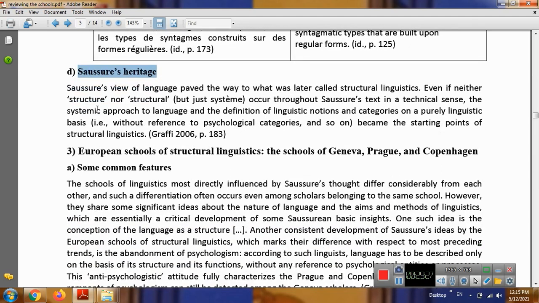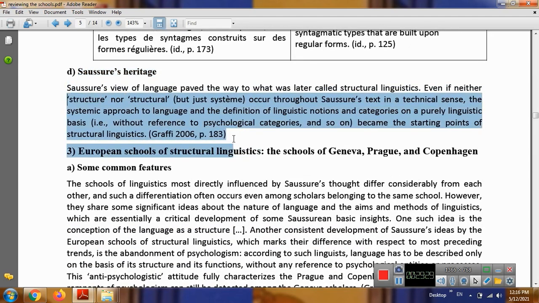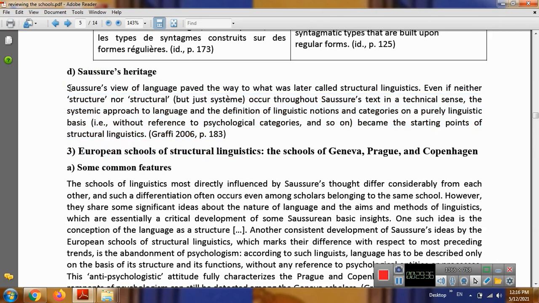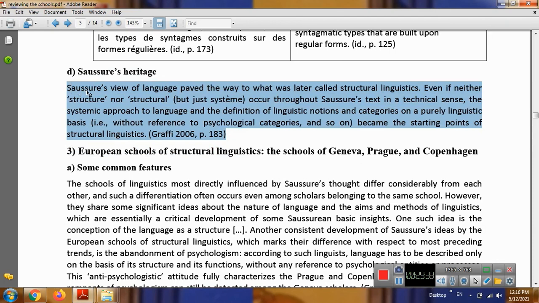Saussure's heritage. Saussure's view of language paved the way to what was later called structural linguistics.